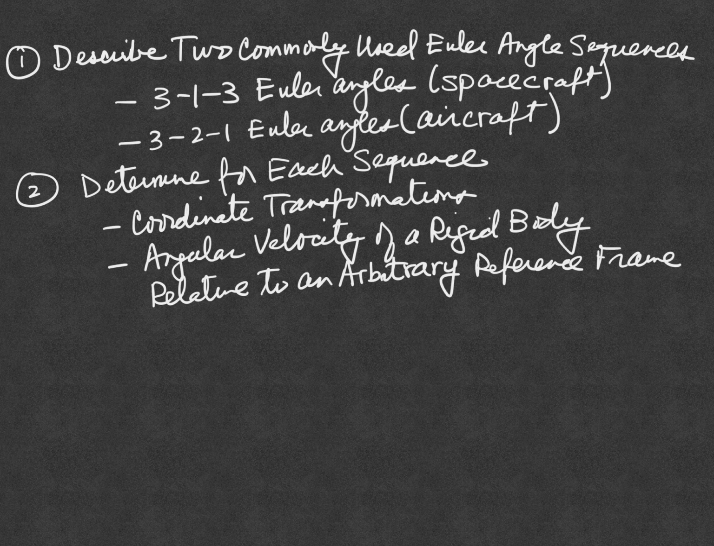And these two parts actually go together in that the Euler angle sequences themselves require that the coordinate transformations be determined and also the angular velocity individually corresponding to each of the angles in the Euler angle sequence. So we're going to do all of this together for each Euler angle sequence. So we'll start with 3-1-3 Euler angles, and we'll do the entire derivation for 3-1-3, and then we'll repeat the process the second time around for 3-2-1 Euler angles.